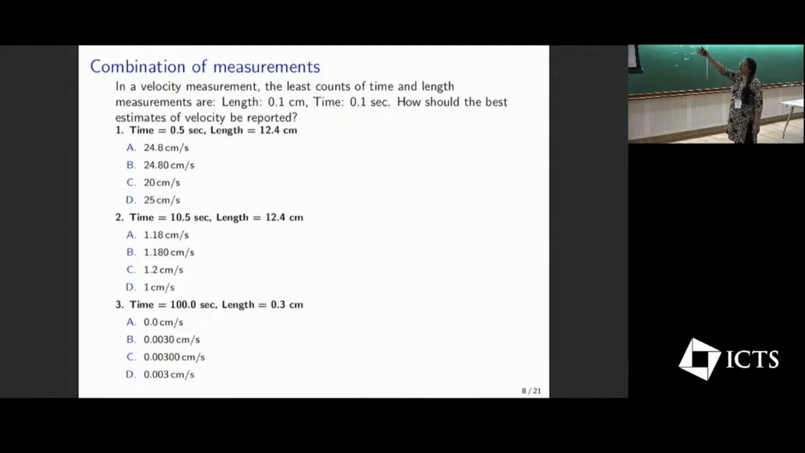For the same reason, what is the number of significant figures in 10.5? 3. And in 12.4? 3. So by this rule, 1.18 should be okay. That somehow doesn't sit right with several of you. I noticed that. Is there a problem with it? Because we are not measuring length. We are measuring velocity. It's a combination of two measurements.